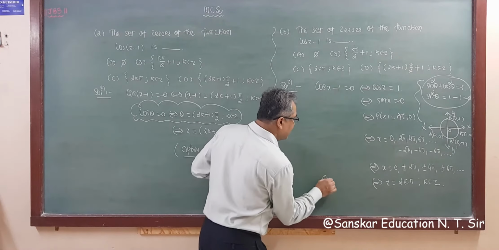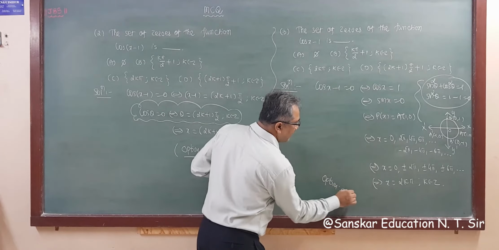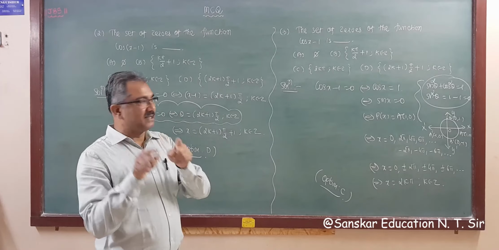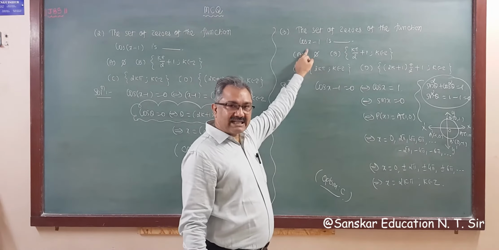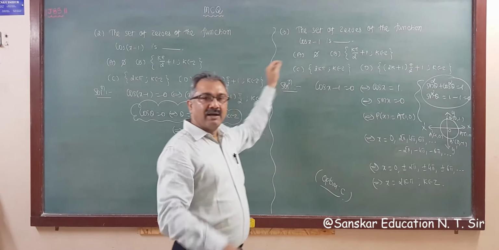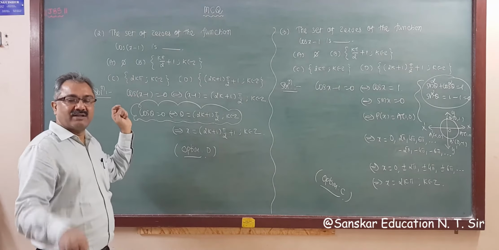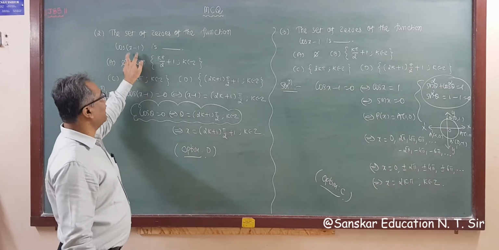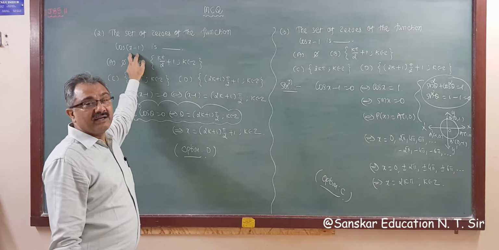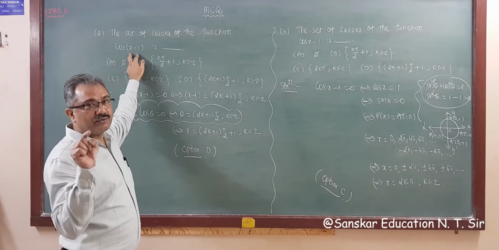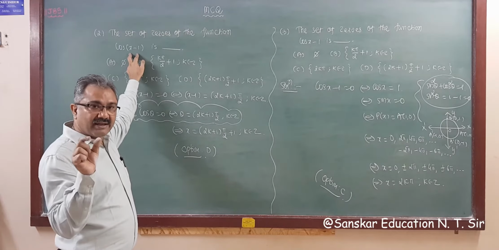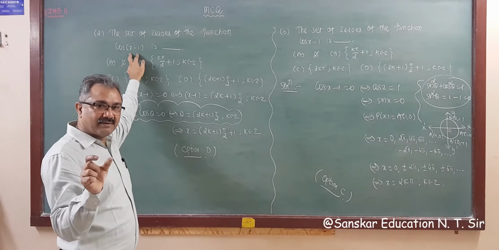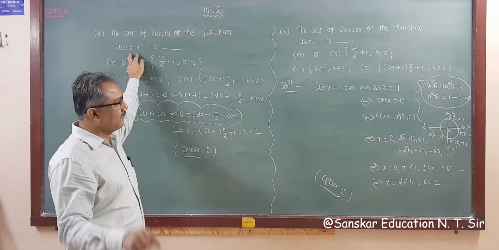So option C is your correct answer. See the difference between these two: cos x minus 1 and cos(x minus 1) are different functions, right? So use proper brackets, otherwise your answer will change. You have to take that into consideration, use proper brackets. And remember this thing, okay?